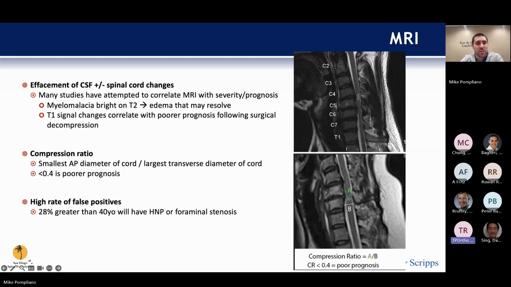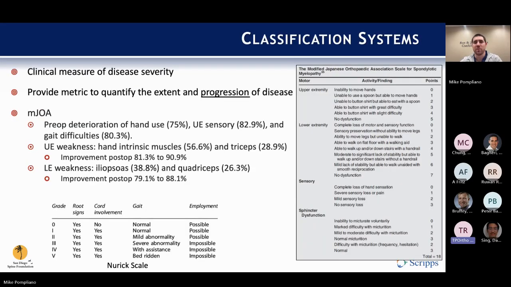You can see myelomalacia, which is bright on T2, though this is thought to be edema that may resolve. You can see the T1 signal that correlates with poor prognosis following surgical decompression. The compression ratio, which we talked about earlier, shows the AP versus the transverse diameter of the cord. And then there's a high rate of false positives, with 28% of patients greater than 40 having a herniation or foraminal stenosis, so something else that would affect your interpretation.